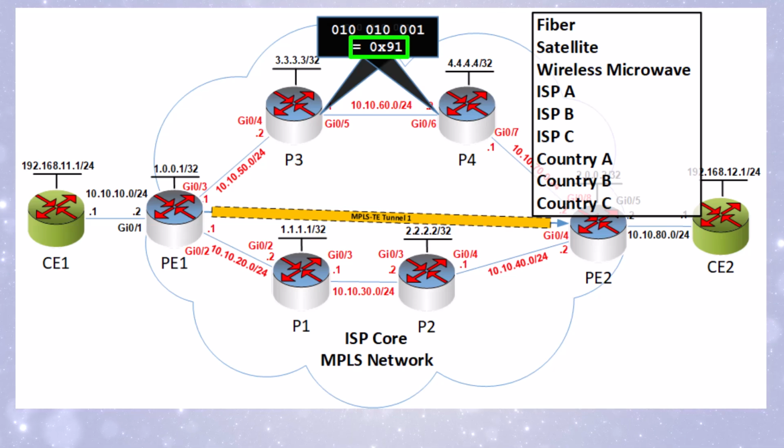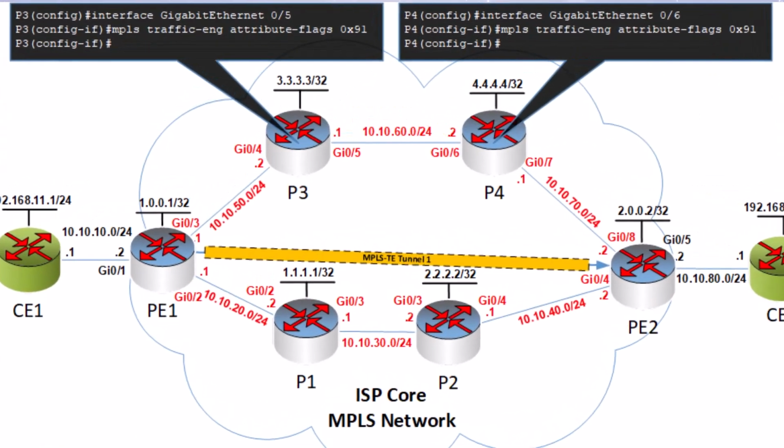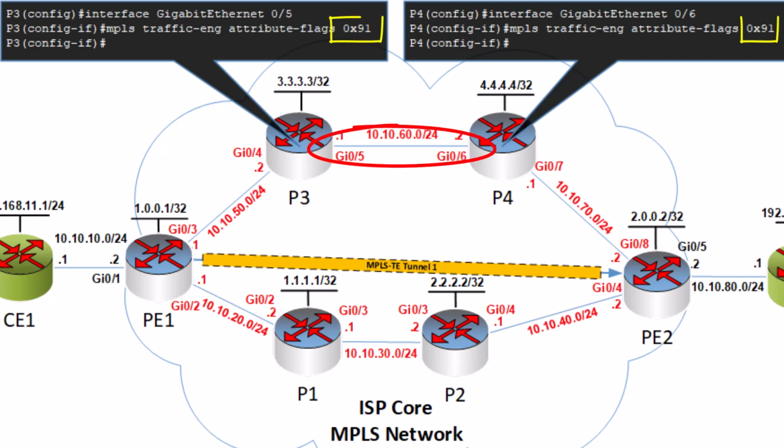Now, in order to apply this hex value, you can issue the following command. The MPLS traffic-eng attribute-flags command is issued in interface configuration mode with the hex value of the configured flags. So now we've essentially marked each of these interfaces with the attributes we chose. Now we have the same attributes on both ends of this link, but that's not a requirement. You don't necessarily have to set the same value.